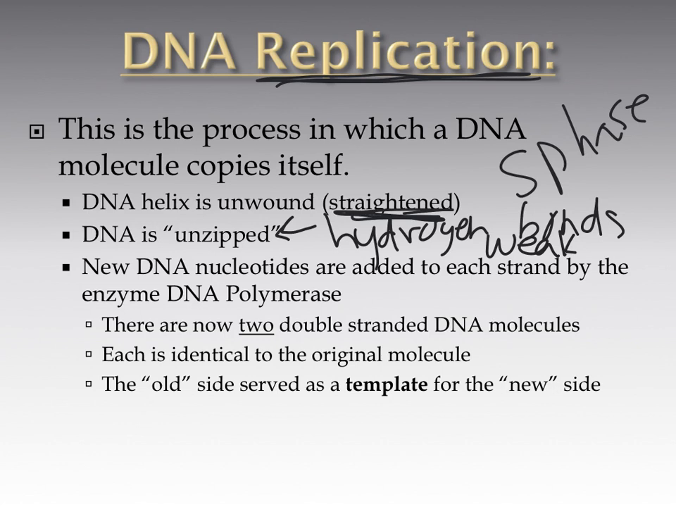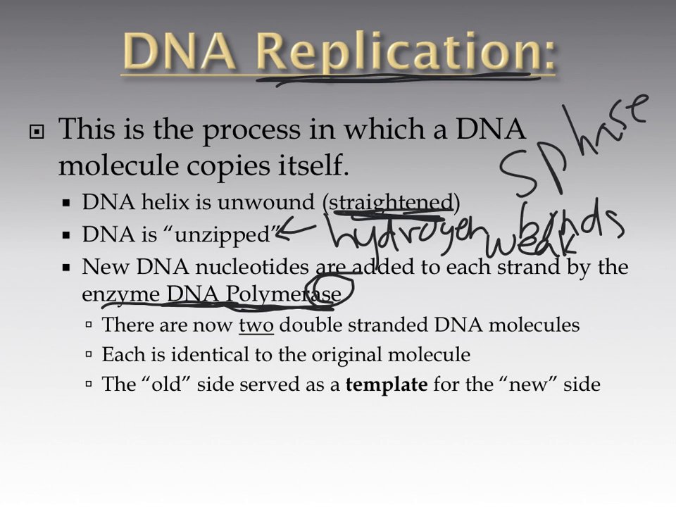So then an enzyme called DNA polymerase, remember your rules for naming enzymes, they always end in ASE, and a lot of times they're named for what they do. A DNA polymer is a DNA molecule with many different pieces. So DNA polymerase is exactly what it sounds like. It's building a DNA molecule. Okay, so new DNA nucleotides, which are just kind of free floating around the cell, are added one by one to each side of the unzipped DNA.